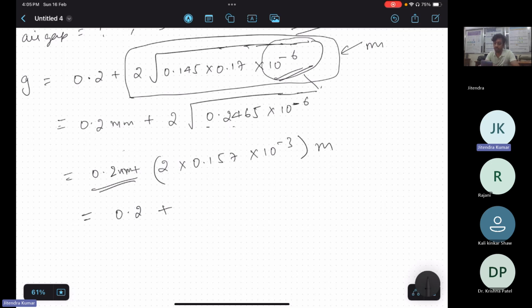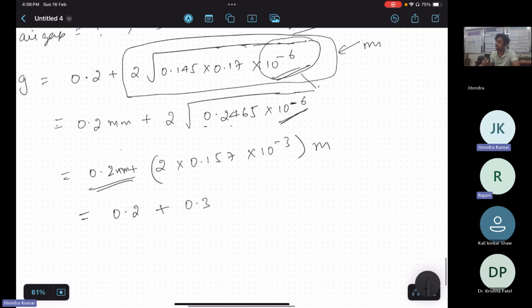Actually, we are converting to meters. Already it is in meters. We are converting to mm, which means we can put positive, no? 10 power 6. See, here it was in meter and 10 to the power minus 6 was there, right? And if you are converting from meter to mm, meter to mm means positive, no? So let's suppose it is in meter. It is actually in meter.